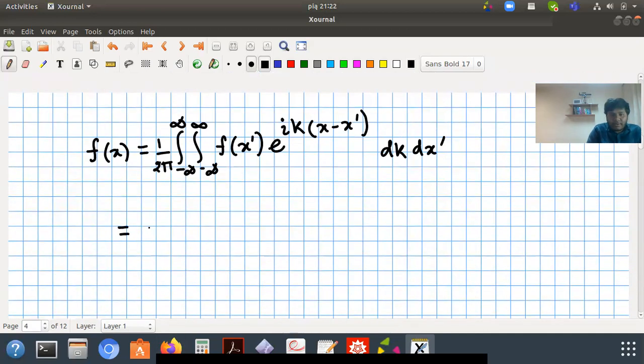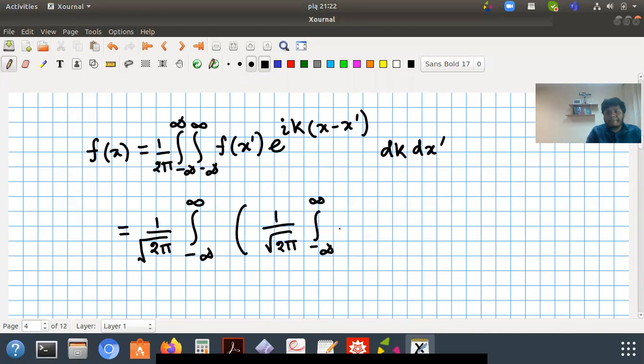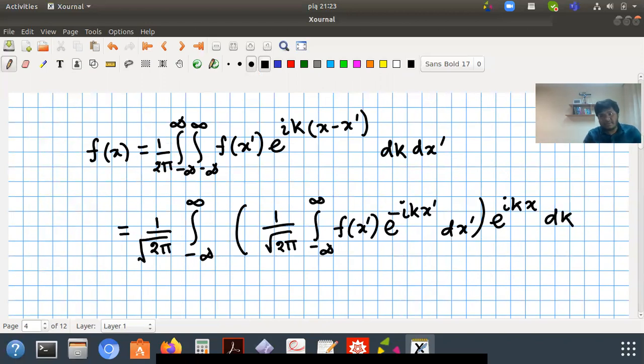Now let me write it a little bit differently. I take one of the integrals from minus infinity to plus infinity, with 1 over square root of 2 pi, f of x prime e to the power minus i k x prime dx prime, and there is one more term, plus e to the power i k x. Can I write it like this? Nothing, I just rearranged the terms. Okay, right?